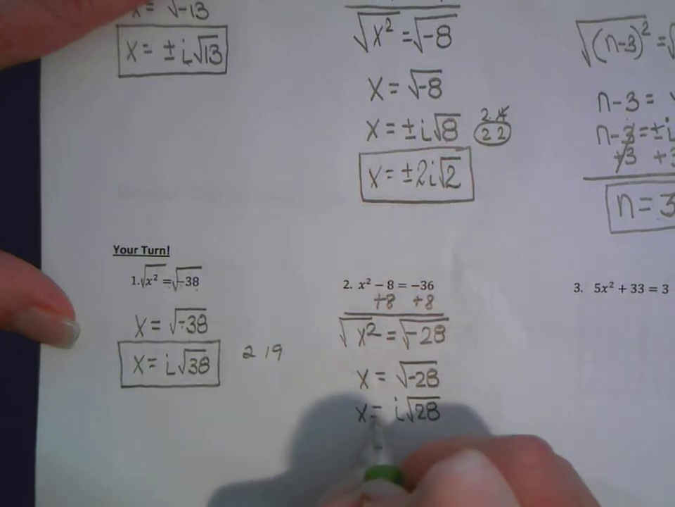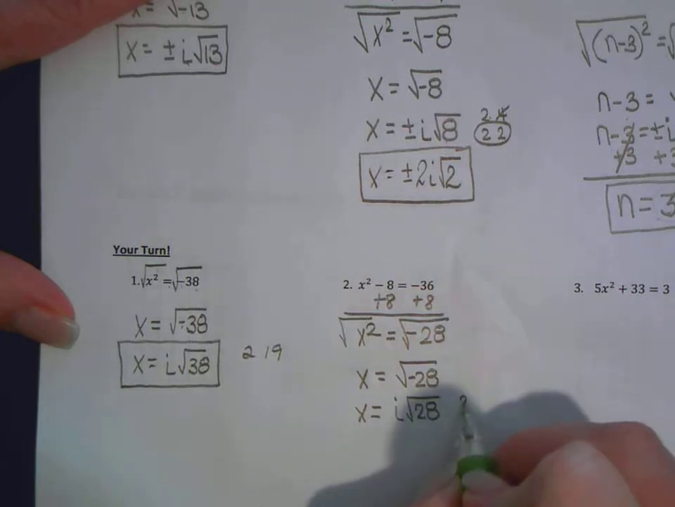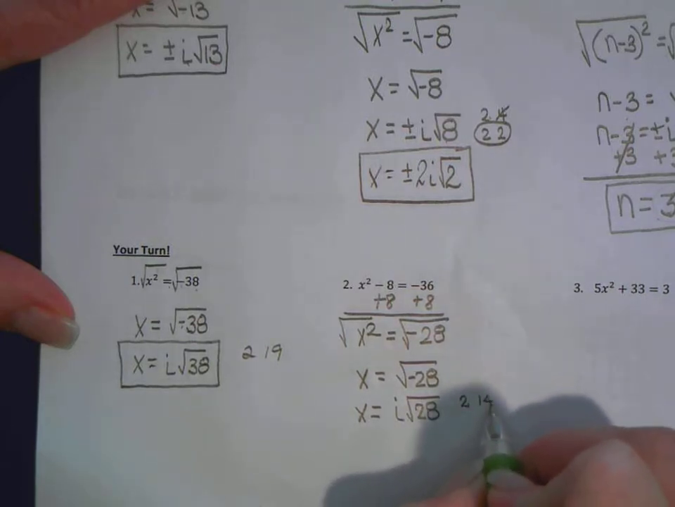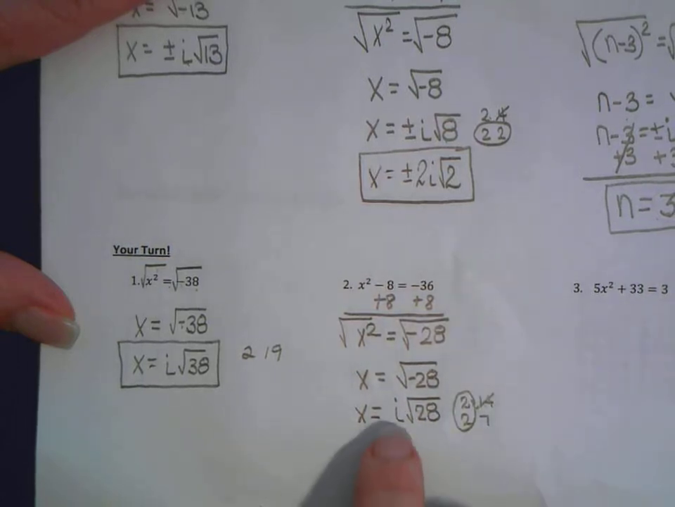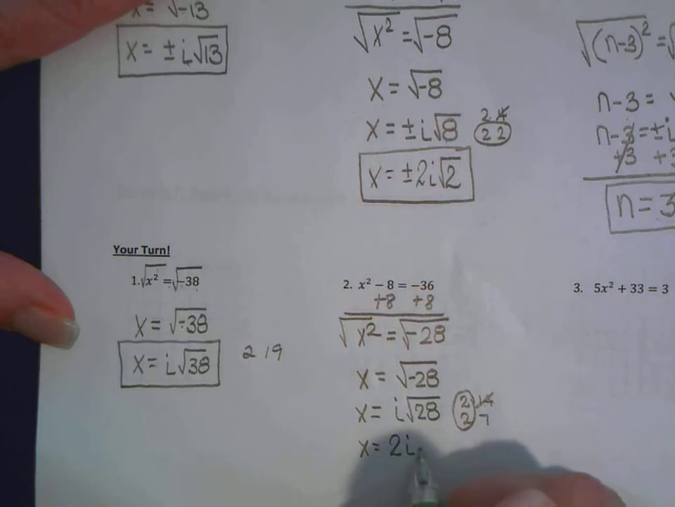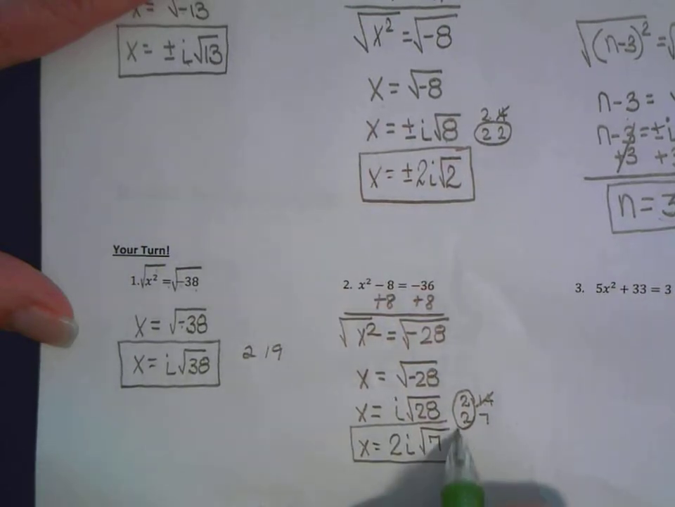Then you need to see if 28 can be broken down. Well, 28 can be made as 2 and 14. 2 can be broken down again to 2 and 7. We have a pair of 2's. It gets to come out, but remember it has to multiply by the i. This only counts as 1, so x equals 2i. And the 7 is all by itself and has to stay in the radical. So there you go. You're done there.